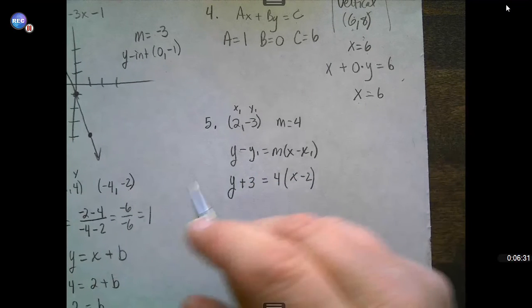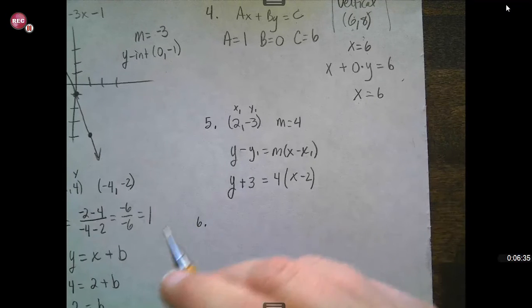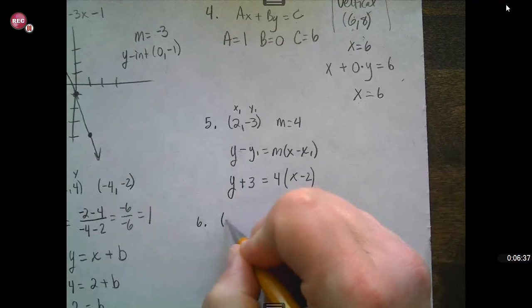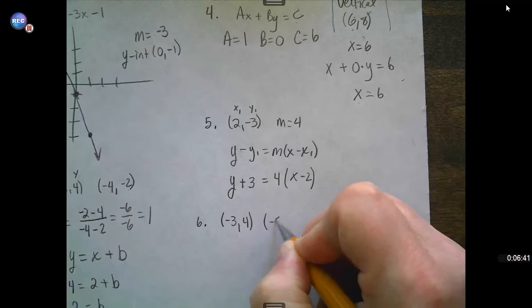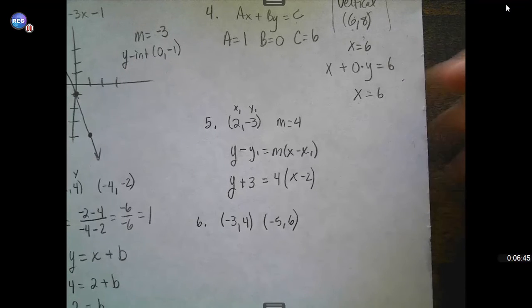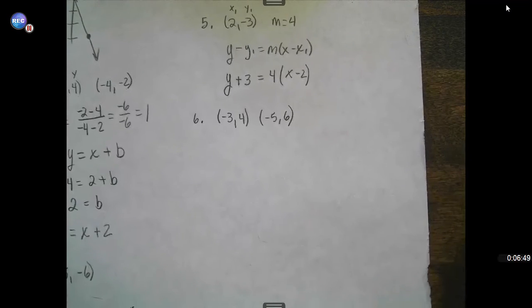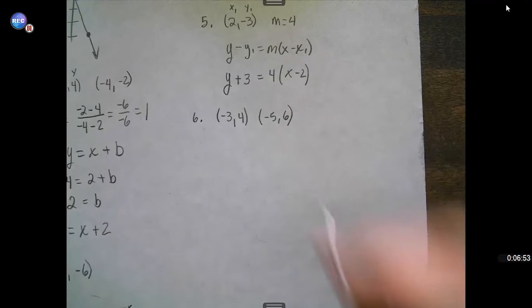Okay, now we want slope intercept form. What is an equation in slope intercept form of the line that passes through (-3, 4) and (-5, 6)? So again, they gave me 2 points, so I just need to find the slope given those 2 points and then write the equation of the line.